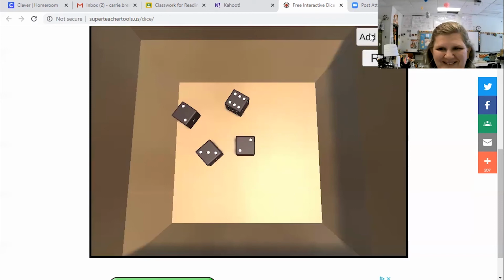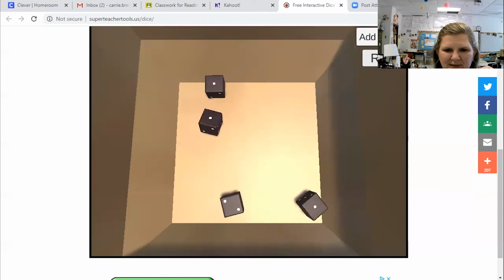I'm going to add one more dice. Okay, let's see how we do with this one. I'm going to roll. I want you guys to find the sum. And this time, whatever the sum is, I want you to touch your toes that many times. All right, ready? On your mark, get set, go.